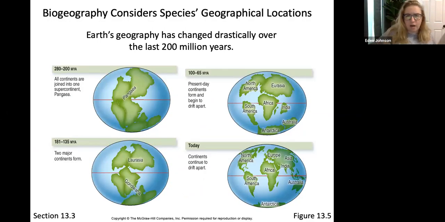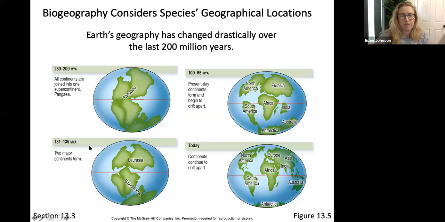Okay, so biogeography considers species' geographical locations. Meaning that biogeography is where living things live, where they actually are physically located. So Earth's geography has changed drastically over the last 200 million years. We know somewhere between 280 and 200 million years ago, all of the continents were joined into one supercontinent called Pangaea.